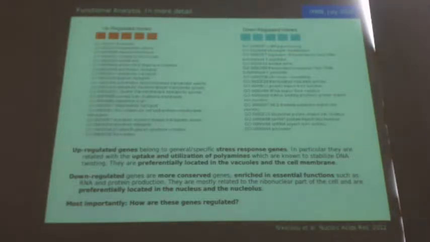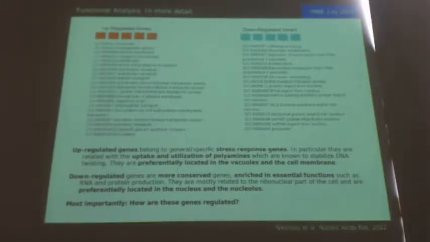They can, let's say, assist the cell to relieve supercoiling by intercalating in the DNA and sort of things like that. The downregulated genes, on the other hand, we found to be enriched in essential functions, primarily involved in basic cellular processes like DNA transcription, RNA processing, and protein translation. But this was just the first level approach.